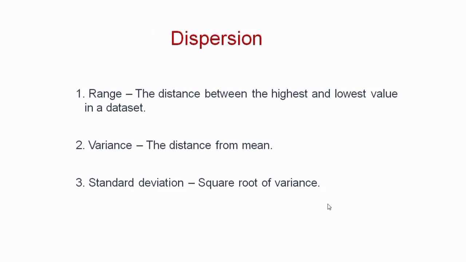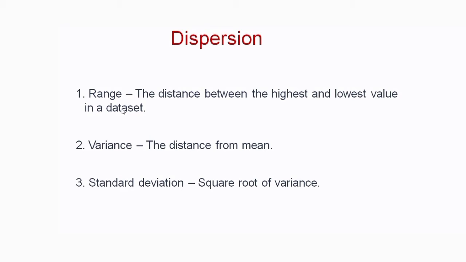Now we have dispersion, after dealing with central tendency, which is the central value of the data. What is dispersion? It's the spreading of the data. How the data is spread around the mean is dealt with by dispersion. In dispersion we have range. What is range? It is the distance between the highest and lowest value in the data set. Whenever you have a data set, you have a maximum value and a minimum value, and when you subtract maximum minus minimum, you get the range.